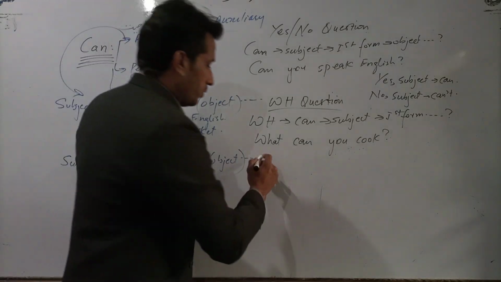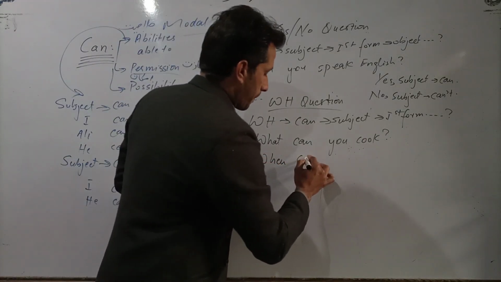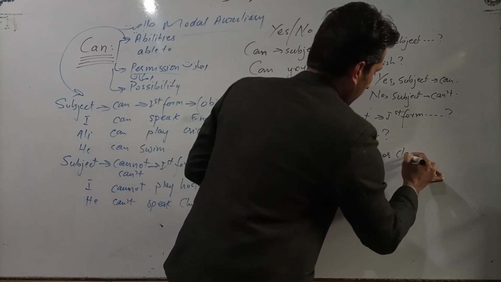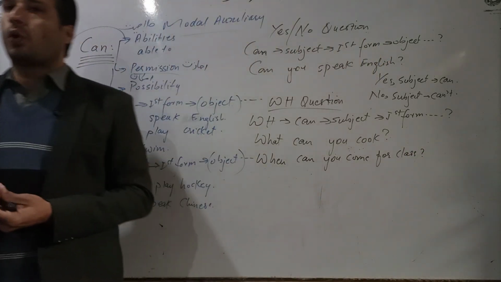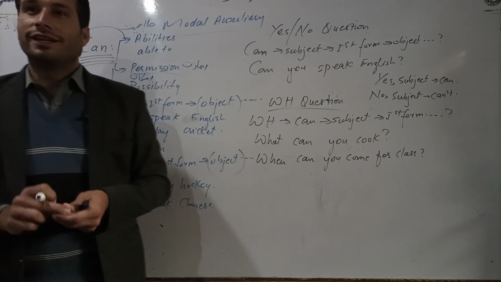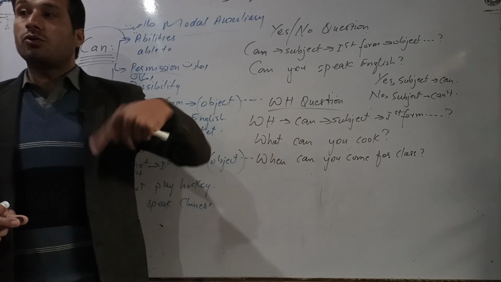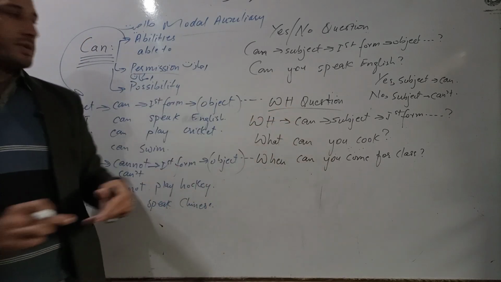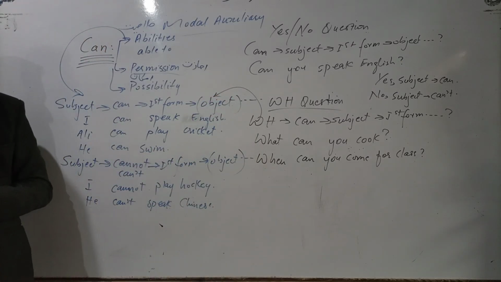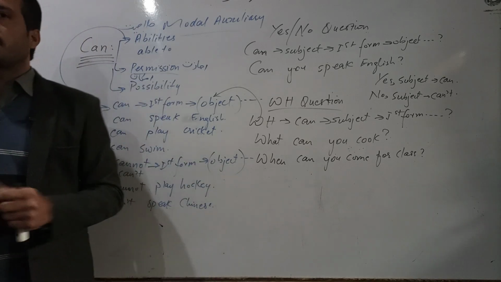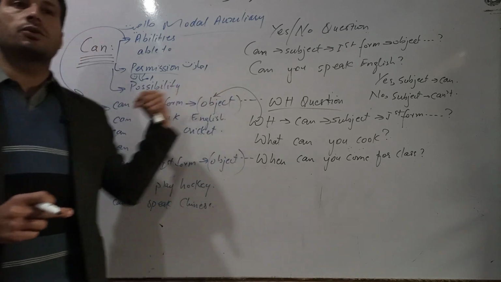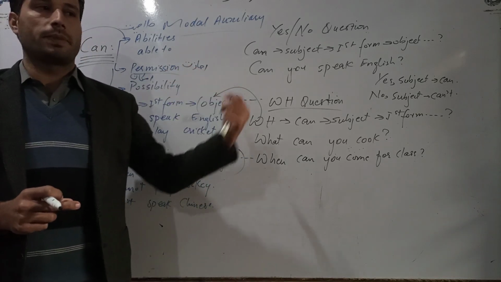Okay? And now when can you come for class? When? Okay? When can you arrange a party? When can you cook biryani? And so on. And how to answer these questions? We'll answer WH questions with the positive structure. For example, if somebody asks me what can you play, I say I can play cricket. Okay, what can you write? I can write a letter, I can write an essay, I can write a paragraph.